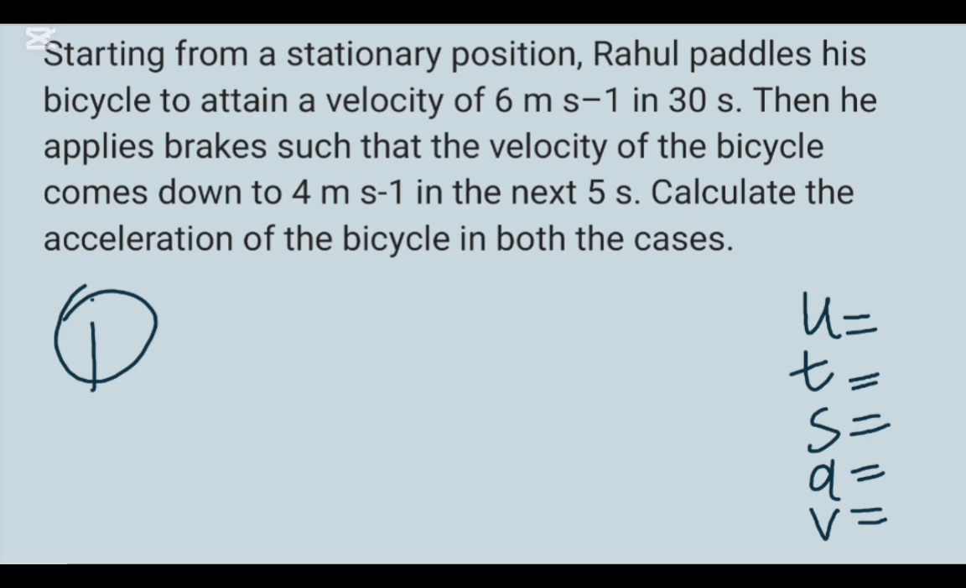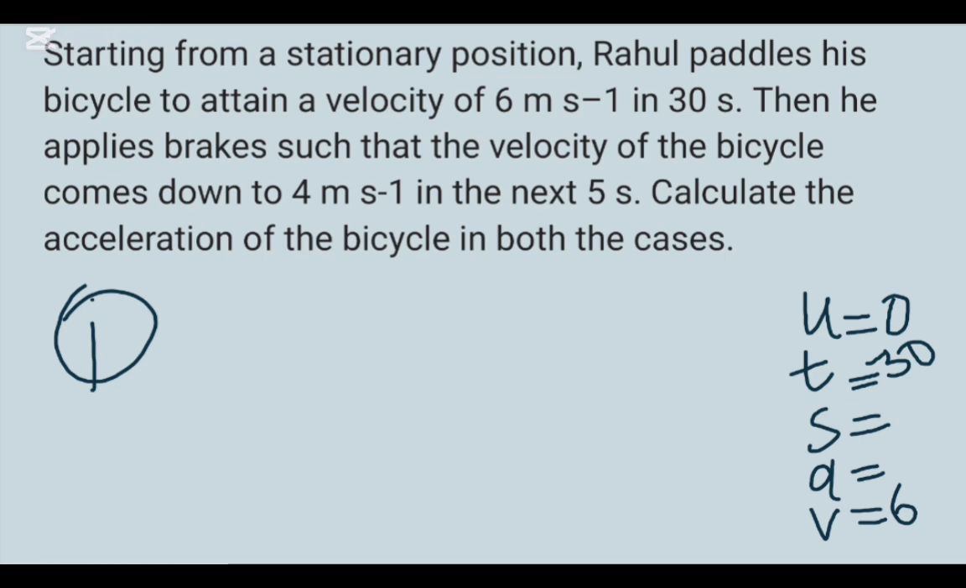Okay. So in the question it has mentioned starting from a stationary position. So we are doing the 6 meters per second velocity in 30 seconds case first. So stationary position can mean only 0 meters per second. So we are going to write 0. Next we have to find time. Time is given 30 seconds. I'm going to write it down. Now the final velocity is 6 meters per second.